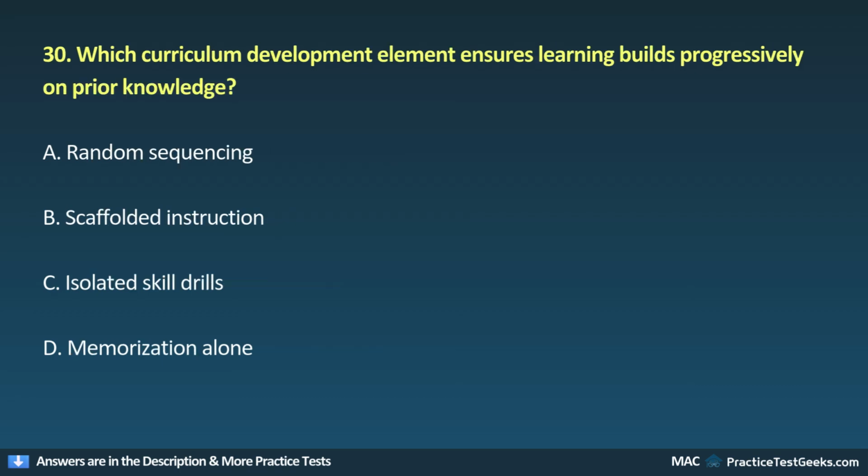30. Which curriculum development element ensures learning builds progressively on prior knowledge? A. Random sequencing. B. Scaffolded instruction. C. Isolated skill drills. D. Memorization alone.